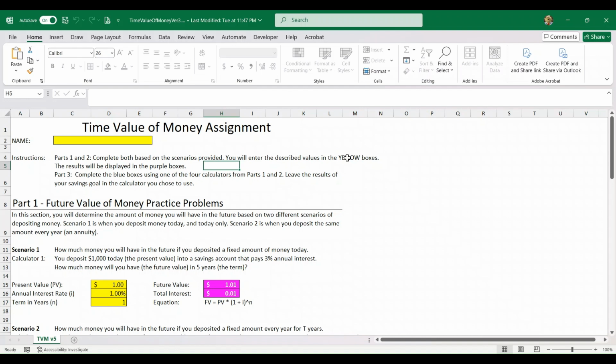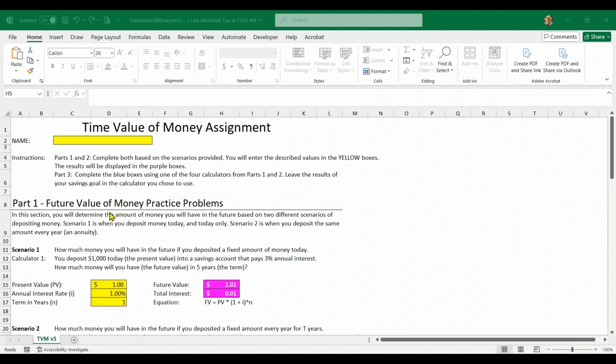Well, we're going to look at that in this particular exercise. And so in this exercise, we're going to look at a couple of different types of problems. So you should have open the time value of money assignment version 3, and this is what version 3 looks like. And it has 3 parts to it.